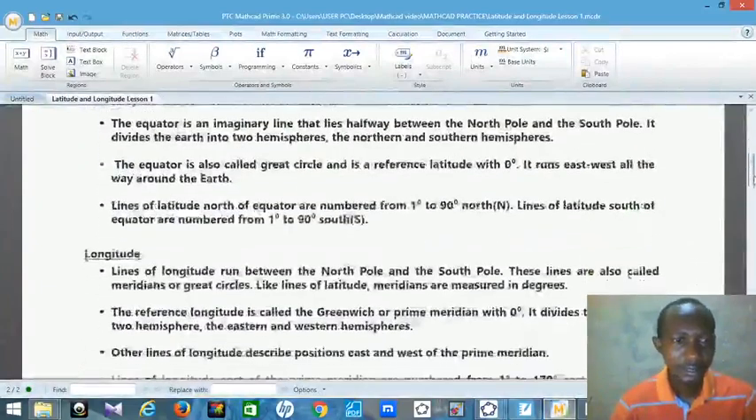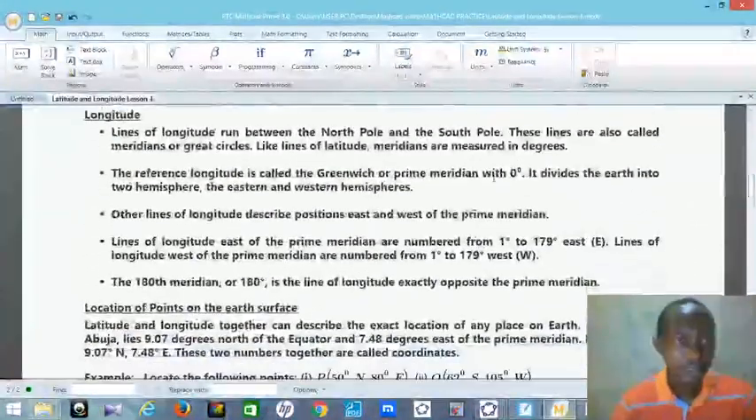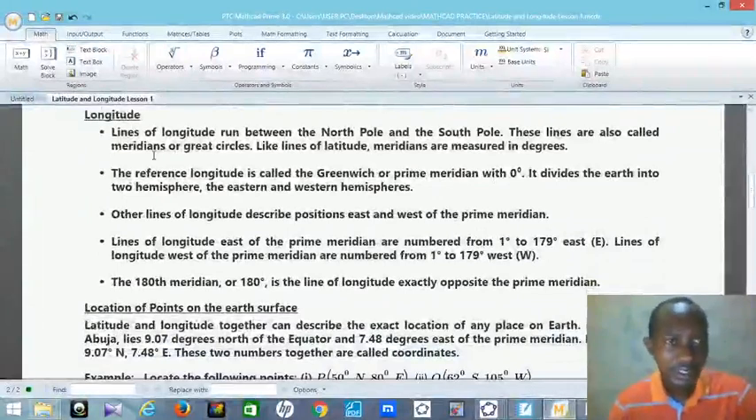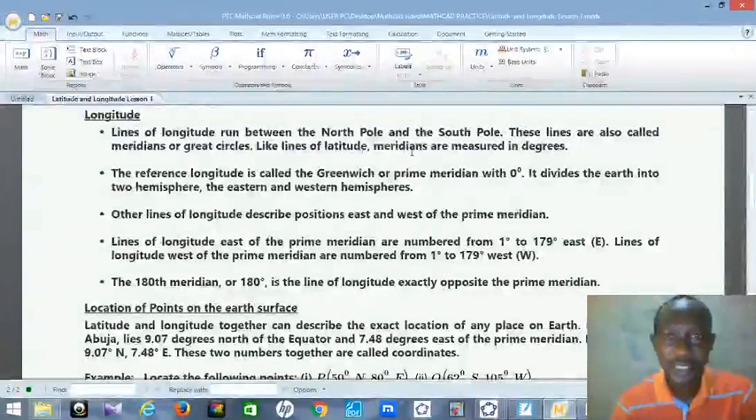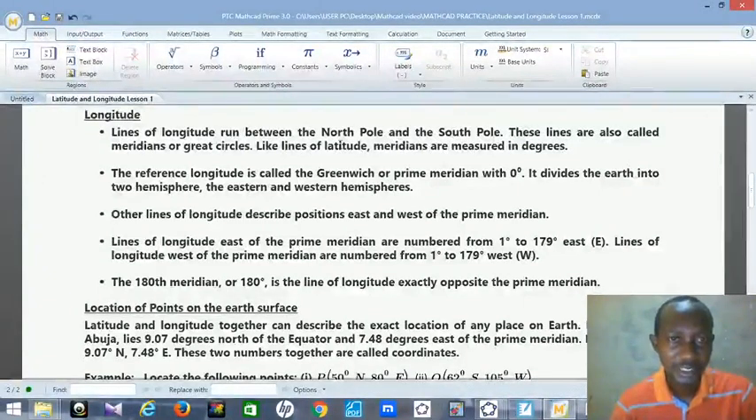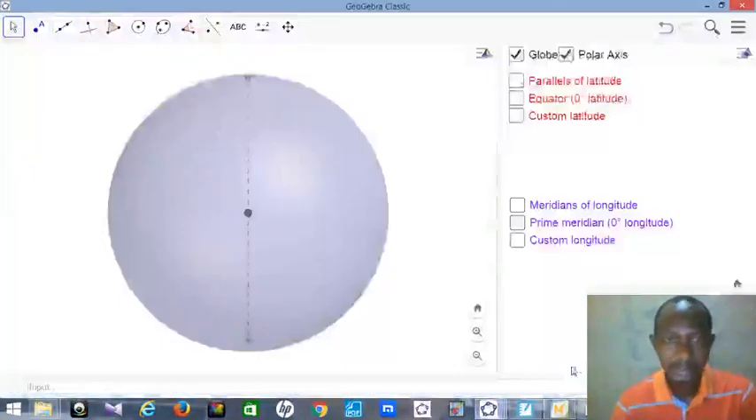So longitude. Longitudes are also lines. The lines of longitude run between the North Pole and the South Pole. These lines are also called meridians or great circles. Like lines of latitude, meridians are measured in degrees. So longitude is also measured in degrees. Let me demonstrate it here so that you can see it well.